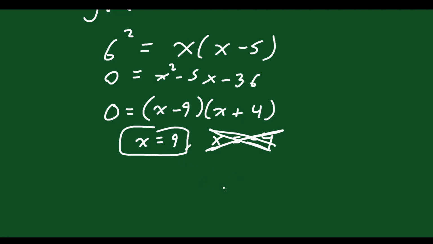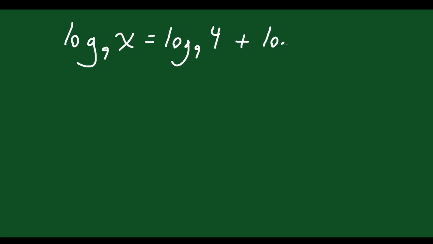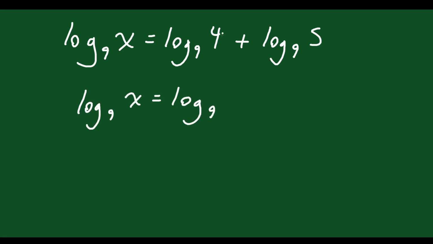Okay, let's do another question. Let's say you have log base 9 of x equals log base 9 of 4 plus log base 9 of 5. Well, you can use the product rule on the right. You'll get log base 9 of x equals log base 9 of 4 times 5, which is 20. And this one's pretty straightforward, right? It means that x is equal to 20. Okay, that's it. Let's do another one.